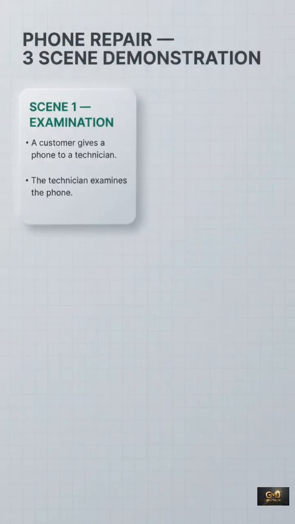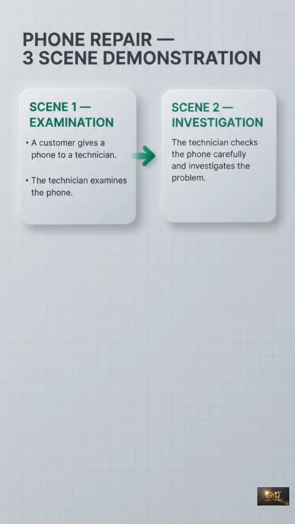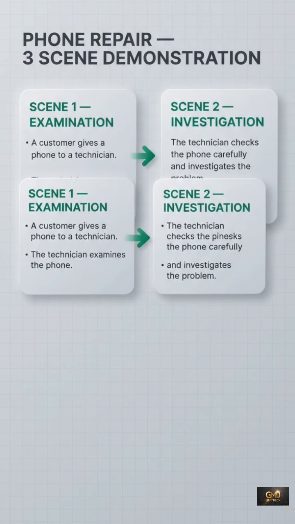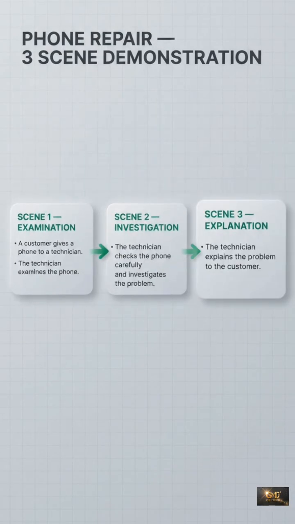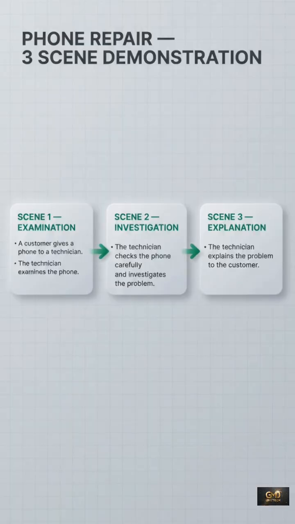Now let's put everything together with a simple example. For this demonstration, we're going to create just 3 scenes. Each scene will be about 10 seconds, giving us roughly 30 seconds of finished video. Before generating the video, we plan our scenes. Here, we have 3 simple moments: examination, investigation, and explanation. Now we can generate each scene separately and combine them later.